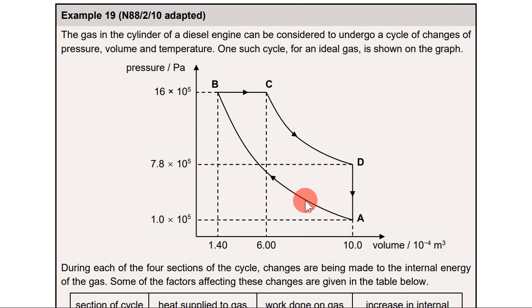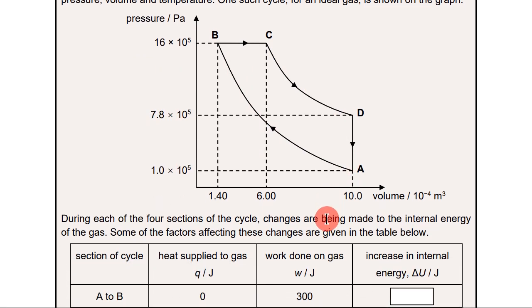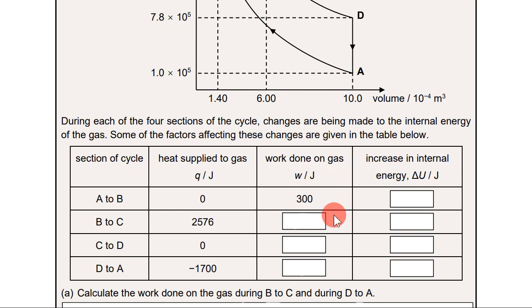The gas is undergoing all these changes, but in the process it does some work to drive the car forward. In this question we are given a table that gives information on each part of the cycle, A to B, B to C, C to D, and D to A, and some values are given. In part A, they ask us to calculate the work done on the gas during B to C and during D to A. Earlier on we know that there's a formula to calculate the work done, but that formula can only be used if the pressure is constant. So let's check it out.